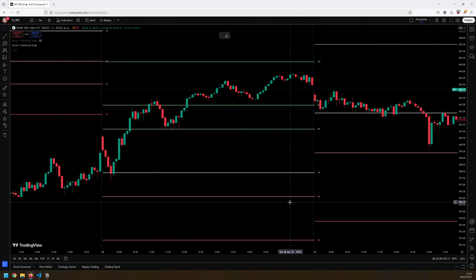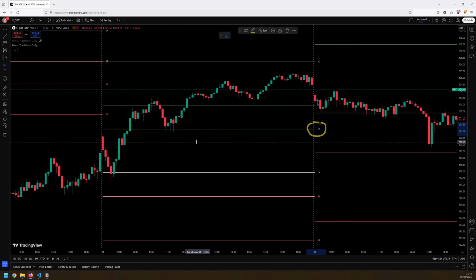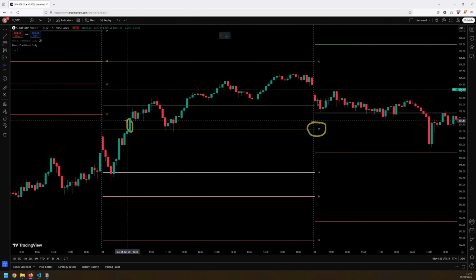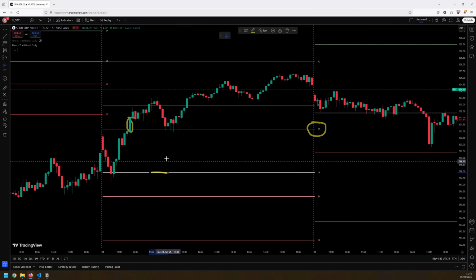I then wait for price to break through the first resistance line, R1, and close above it, which happens on this green candle here. That gives me confirmation and I enter a long trade. The stop loss is then placed at the pivot below, and the take profit is the resistance line above, R2. So this was a successful trade and it quickly went on to make a profit.